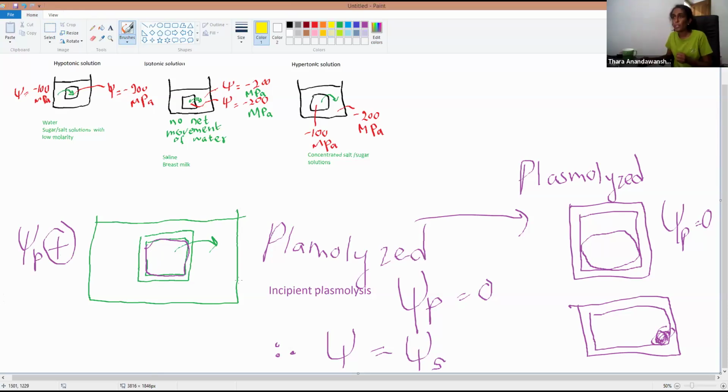So this first place where psi p becomes 0, we call incipient plasmolysis. Right? So incipient plasmolysis is the initial point where the cell membrane has started to detach from the cell wall. Okay?